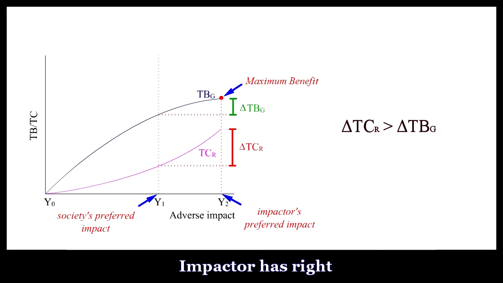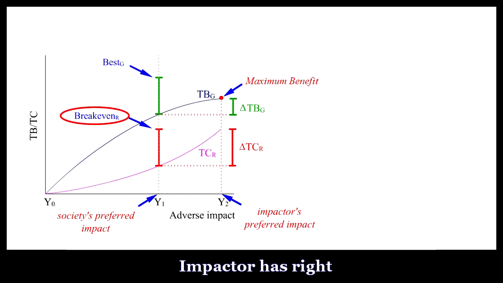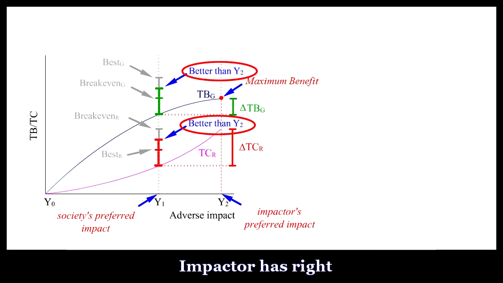If the whole cost savings goes to the impactor, the impactee is no better off at Y1 than at Y2. If the impactor is compensated for only what he could have gained by producing at Y2 instead of Y1, the impactee would have come out ahead while the impactor is no worse off. But if the compensation is between the best point and the break-even point for the impactor and the impactee respectively, both parties will be better off at Y1 compared to Y2.